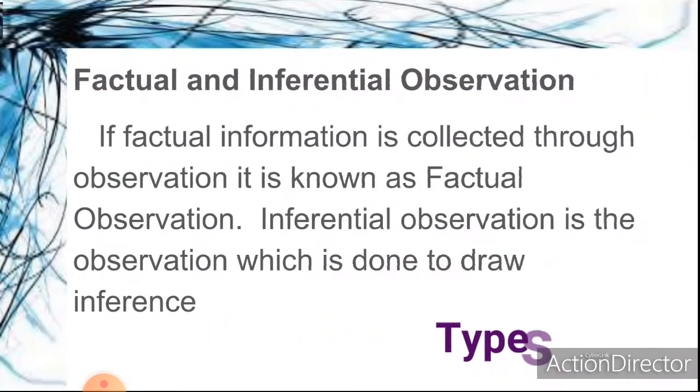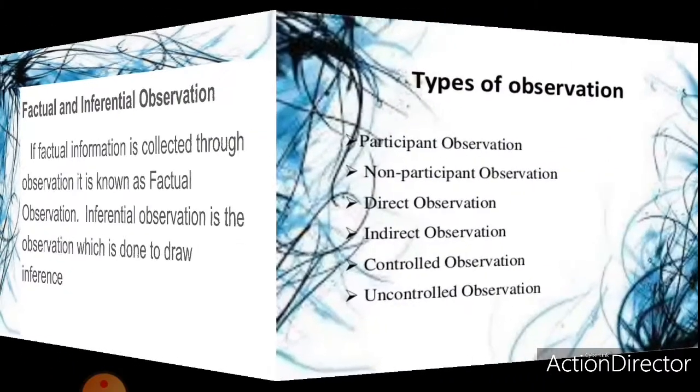Now the next type of observation is factual and inferential observation. If factual information is collected through observation, it is known as factual observation. Here the researcher collects factual information. On the other hand, inferential observation is the observation which is done to draw inference or conclusion. So these are all about types of observation.